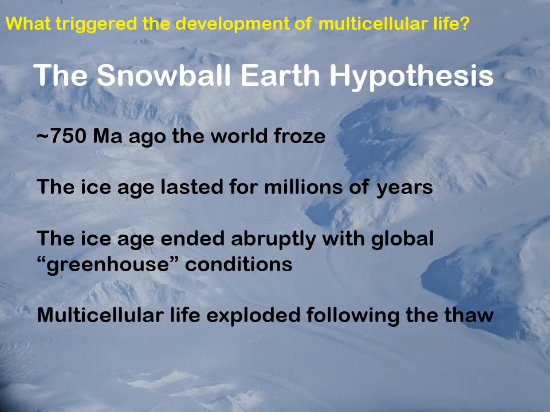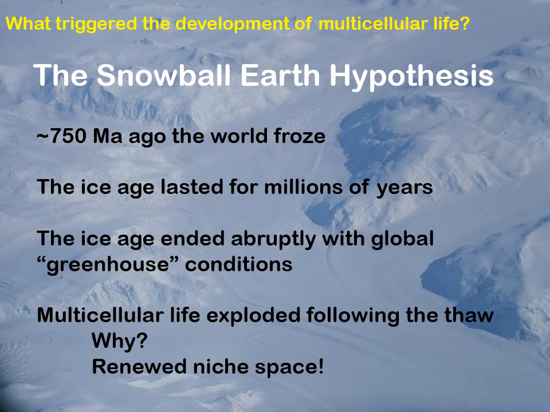So multicellular life pretty much explodes with diversity following the thaw of Snowball Earth. And the reason for this is renewed niche space. An ecological role for an organism is its niche. And once you take something out, that's prime real estate for something else. So every now and then, whether it's a mass extinction from an asteroid impact or a huge buildup of carbon dioxide or Snowball Earth, these are the types of things that happen to our planet that have severe impacts on life, sometimes good and sometimes not.